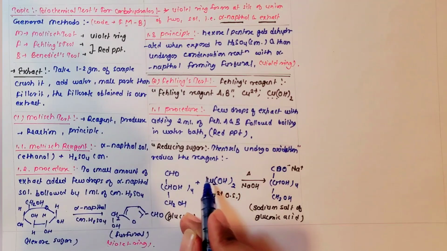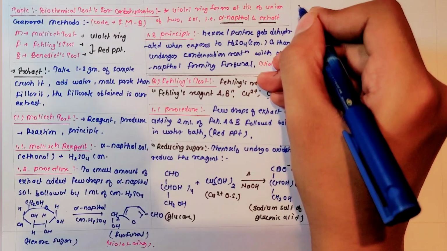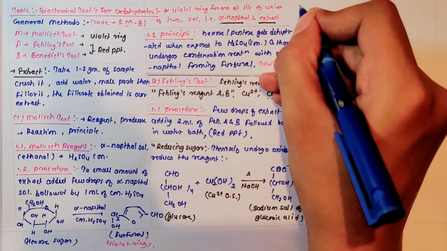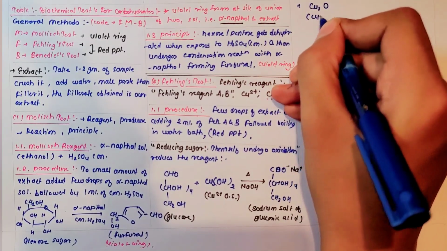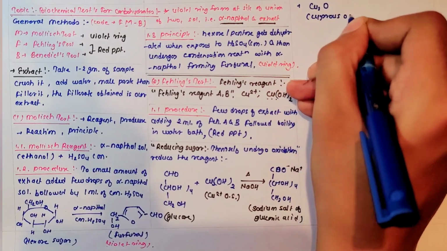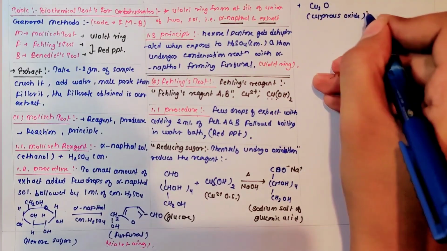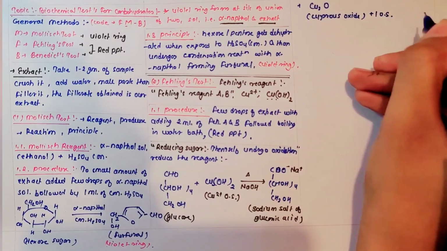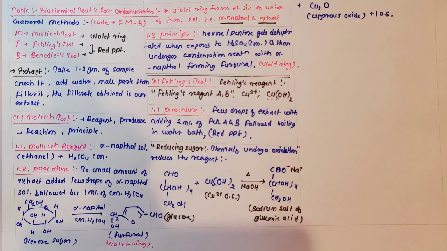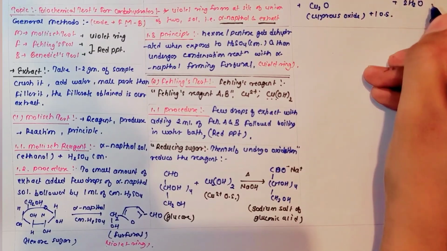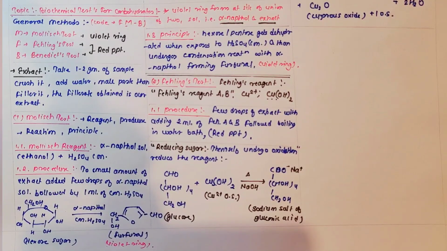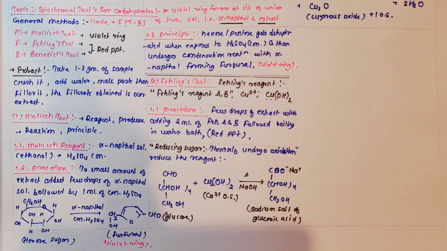Now there will be a reduction of the Cu(OH)2. When it gets reduced, it will form this product, plus Cu2O. This is called cuprous oxide, and the oxidation state, as we can see, is +1. So the Cu2+ gets reduced into Cu+, and of course a few molecules of H2O will be formed as a byproduct.